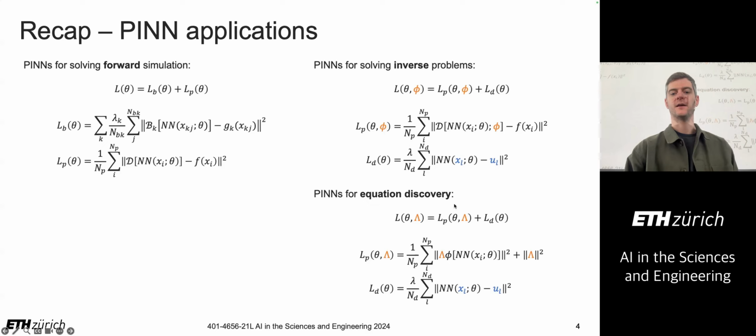And then you can take this concept further and even start to learn the underlying differential equation by learning the individual coefficients for each term in the differential equation. And so this is how we can use PINNs for equation discovery. In this case, phi is now a vector or a library of differential operators, for example, all the gradients that you might think would appear in the differential equation, so d by dt, d by dx, etc. And then lambda here is a matrix which contains all the coefficients of that PDE.